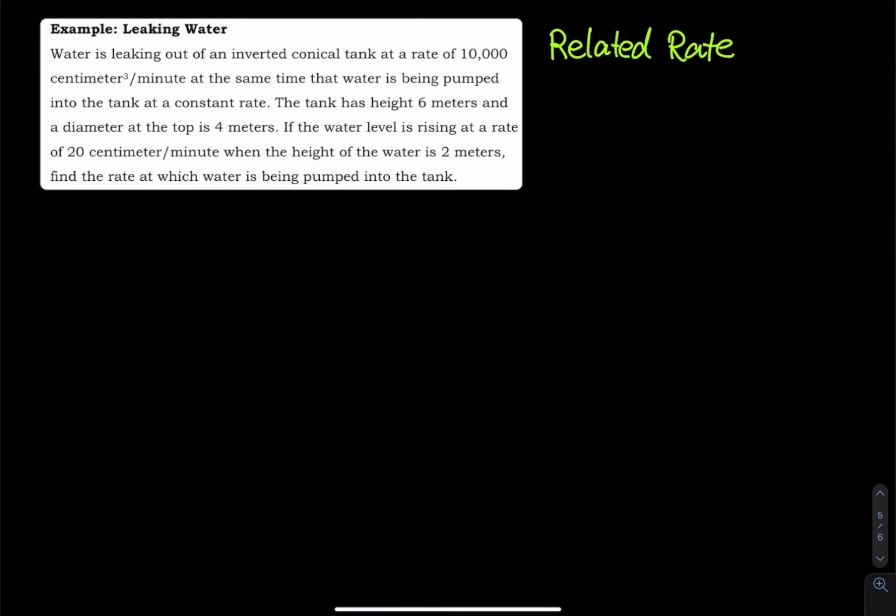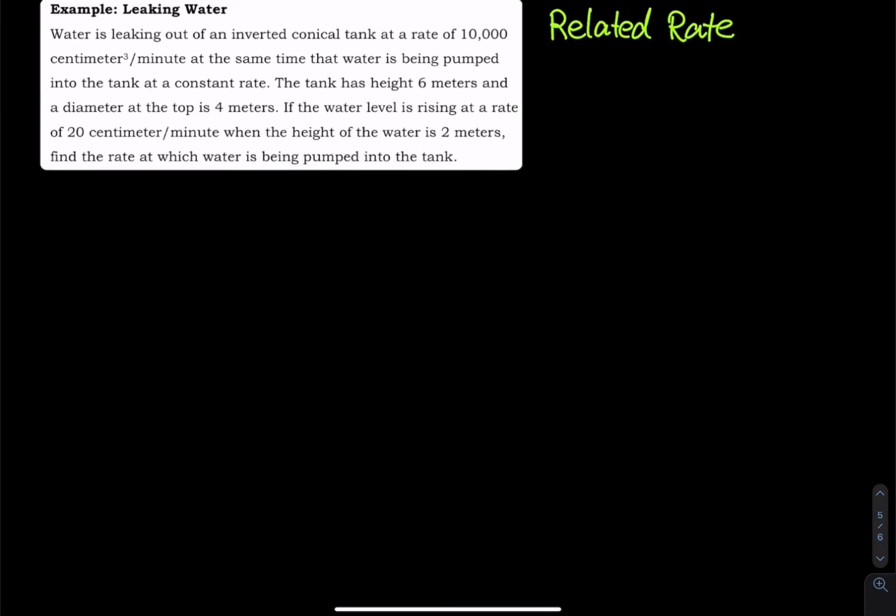If the water level is rising at a rate of 20 centimeters per minute, they use different units, meters and centimeters, when the height of water is 2 meters, find the rate at which water is being pumped into the tank. Okay, first we draw a picture. An inverted conical tank means it's a cone upside down. So first we draw a cone.